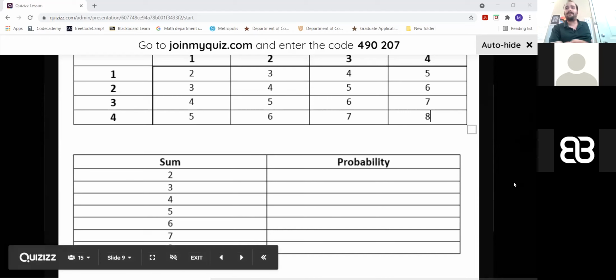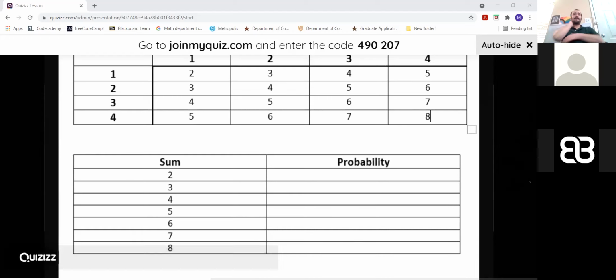Okay, so I want you to fill out this probability table. You might notice a neat little pattern in this table. We get 2 once, right? We get 3 if you look diagonally. You might notice we get matches diagonally. So I think we get 2 3s, we get 3 4s.